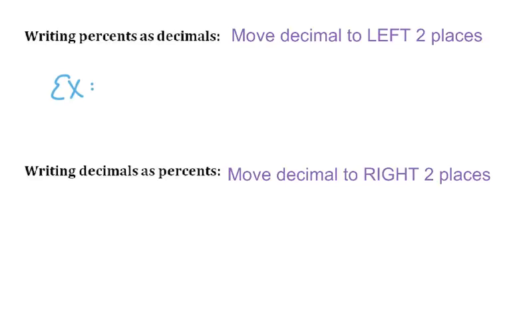So if I gave the example of 54% and I wanted to write this as a decimal, the decimal point in this number is currently understood to be at the end. So to write it as a decimal, I'm basically going to be dropping the percent symbol and moving the decimal 2 places to the left to arrive at 0.54. So 54% is the same as 0.54 as a decimal.